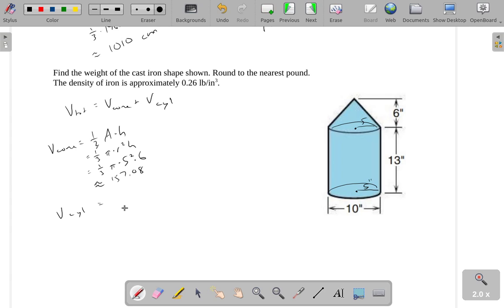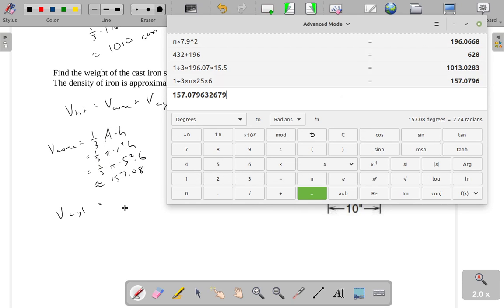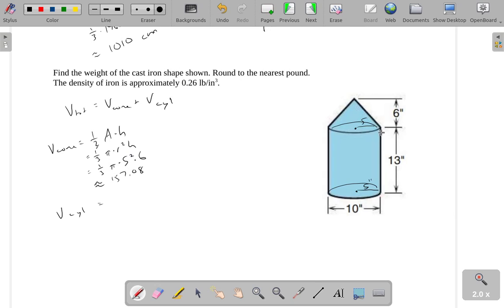If I'm rounding to the nearest pound, I don't expect this weight to be more than 15,000 pounds, or, you know, more than 10,000 pounds, I guess. All right, in any case, the volume of the cylinder is going to be the area times the height. So no 1/3 on that, it's just the area of the base times the height. Again, pulling that from the formula sheet.